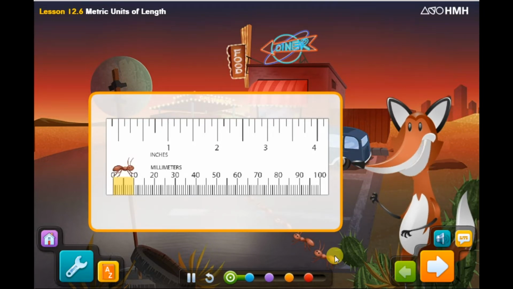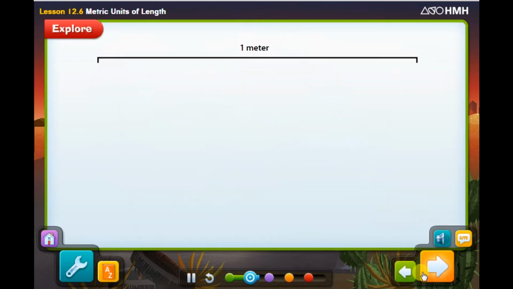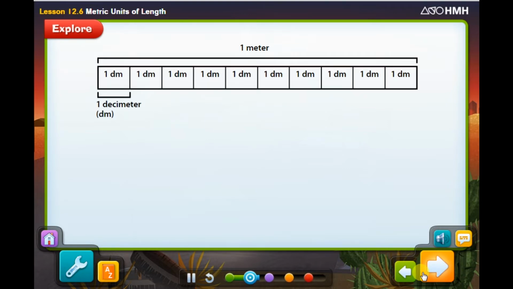Aha! Each ant is 10 millimeters or 1 centimeter long. Now we can use that figure to find the number of ants in 2 meters by comparing metric units of length. Ready? Let's go! Let's make a model of a meter stick to compare metric units of length. First, you place 10 1-decimeter strips end to end to show 1 meter.